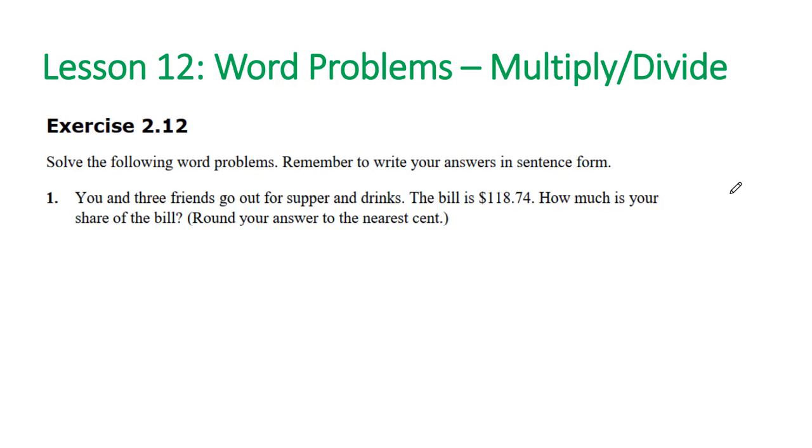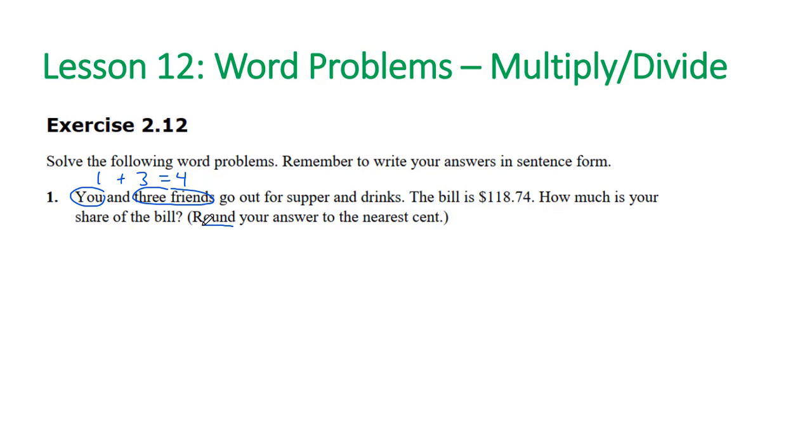Number 1, you and 3 friends go out for supper and drinks. The bill is $118.74. How much is your share of the bill? And round your answer to the nearest cent. Well, it's you and 3 friends. So that makes 4 people. And you are all splitting the bill.